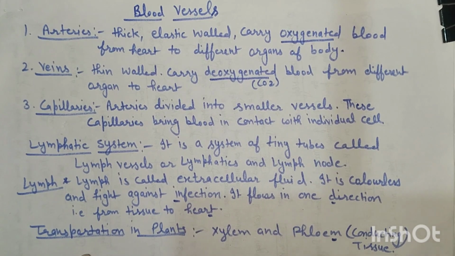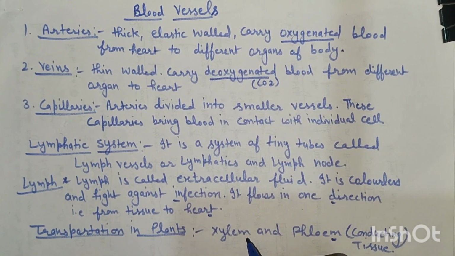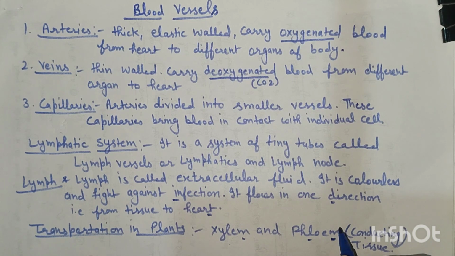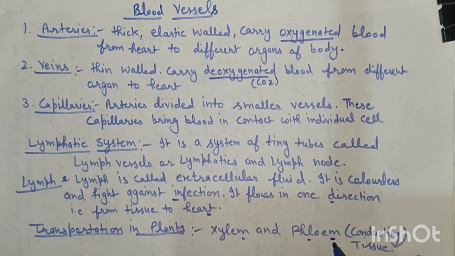Now, transportation in plants. There is conducting tissue present in the plant: xylem and phloem. Xylem helps in the transportation of water and minerals from the root to the stem and to the leaves. In phloem, the food prepared by the leaves through photosynthesis is transported to the root and stem parts.